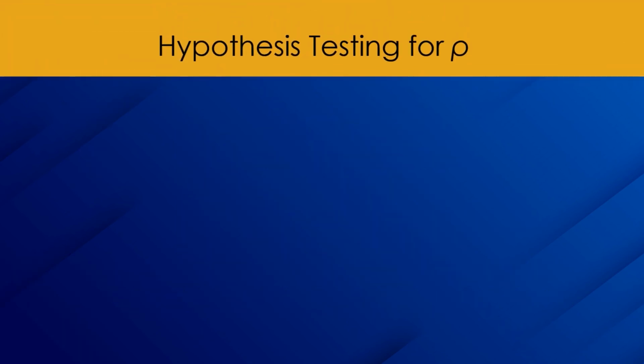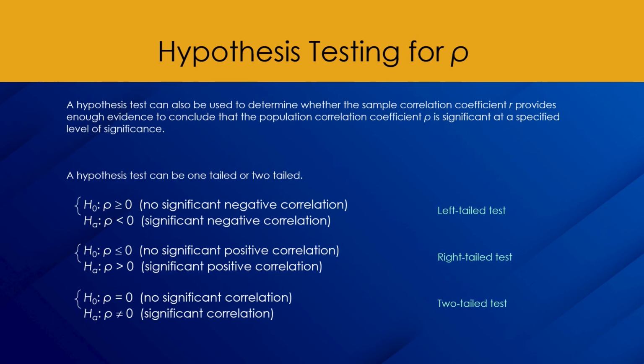So a hypothesis test can also be used to determine whether the sample correlation coefficient r provides enough evidence to conclude that the population correlation coefficient rho is significant at a specified level of significance. So when we are talking about a hypothesis test, it can be one-tailed or two-tailed. In our coming sessions, when we talk about testing of hypothesis, there is a great use of that.